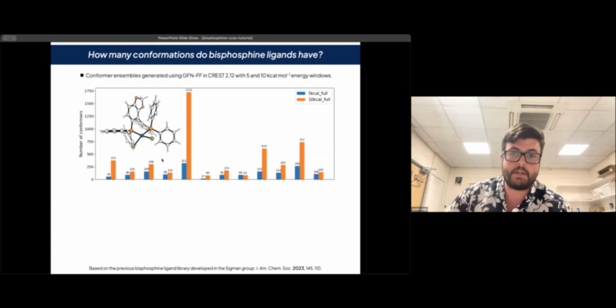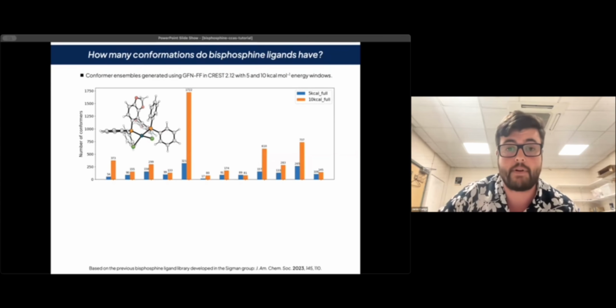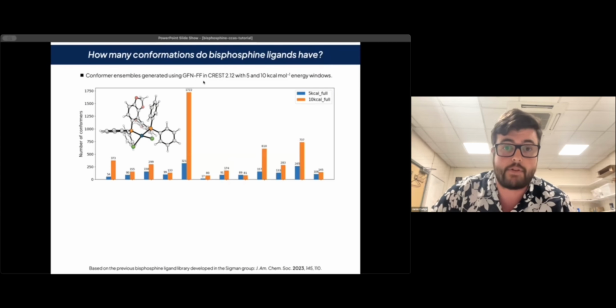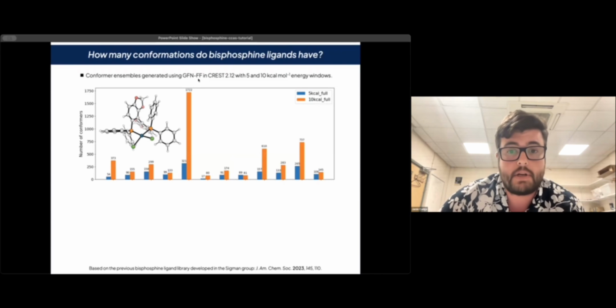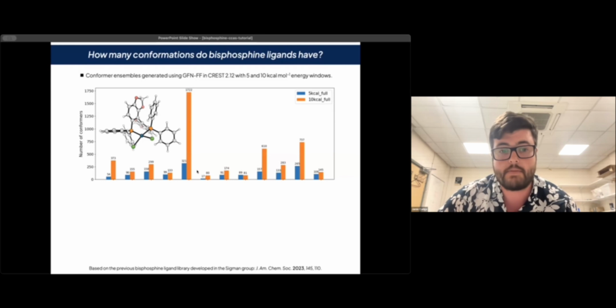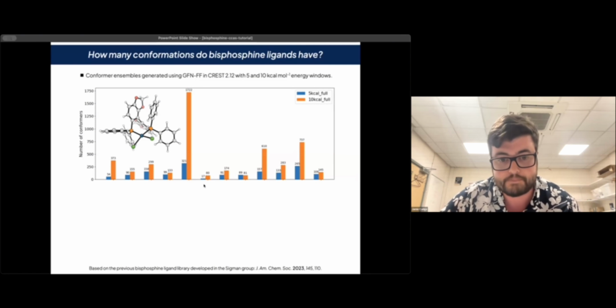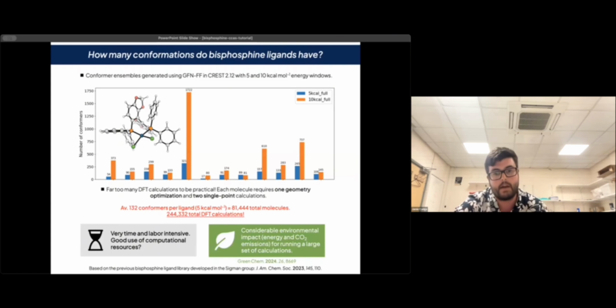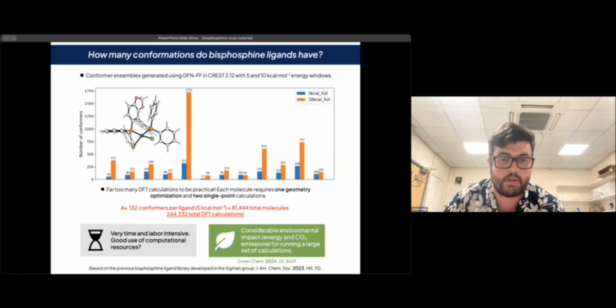The conformers were generated using CREST 2.12 from Stefan Grimme's group, and we used the GFN-FF force field within the program, and we looked at the conformers with a 5 and a 10 kilocalorie per mole energy window. It doesn't matter what the ligands are, but each of these bars represents a number of conformers, the blue ones at 5 kilocalories per mole, and the orange ones at 10 kilocalories per mole. You can see we have quite a number of conformers, and also some ligands which don't have that many conformers. But if you work out the number of conformers per ligand, it's about 132.